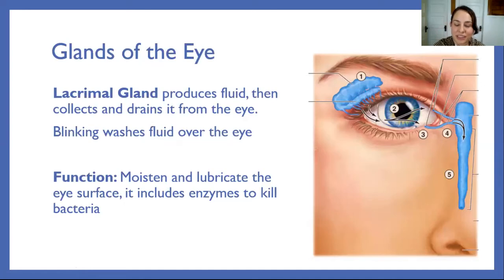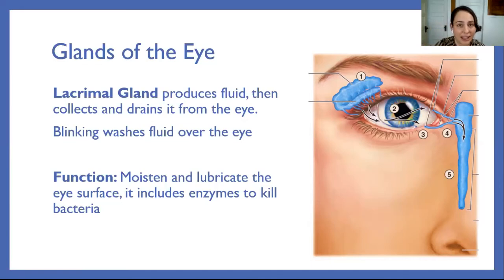We have a couple of glands around the eye. The big one is going to be our lacrimal glands. There's one on each side. They're on the lateral side of each eyeball. Now your lacrimal gland is going to be producing a fluid that will collect and drain and wash the eye. Whenever you're blinking, all you're doing is as you close and open your eye, you're going to push that fluid produced by the lacrimal gland over the eyeball.